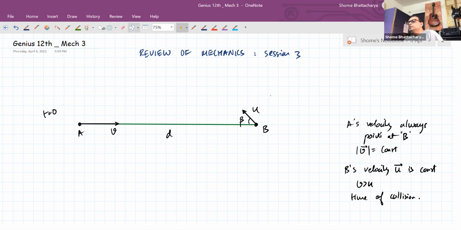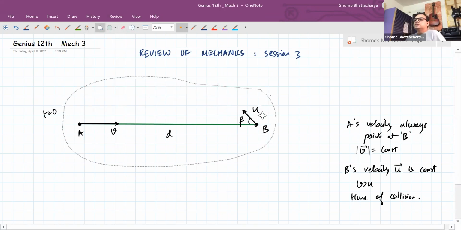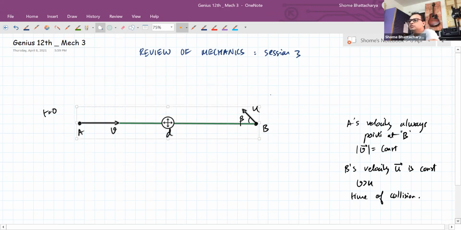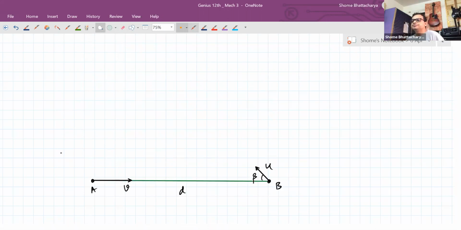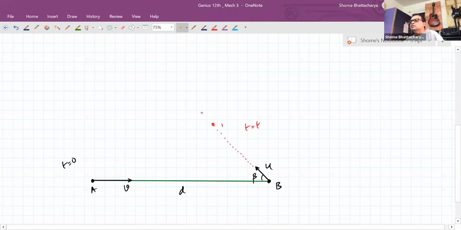As I had explained last time, if you see the progression of this system with respect to time, this is the situation at t equal to 0. After some time, let's say at time t, B has reached here and is continuing with speed u along this direction. But what is happening to A? A is continuously chasing B, so A's direction of motion is changing like this, and at this time t, A might be somewhere here.